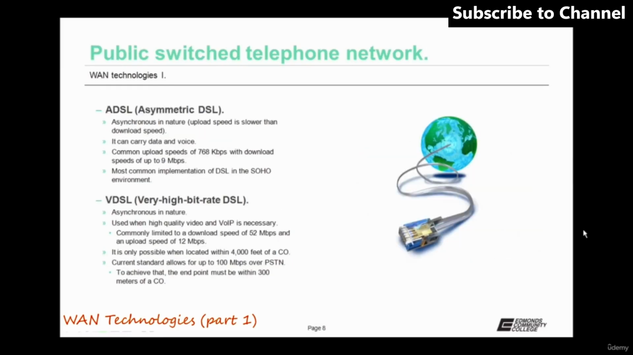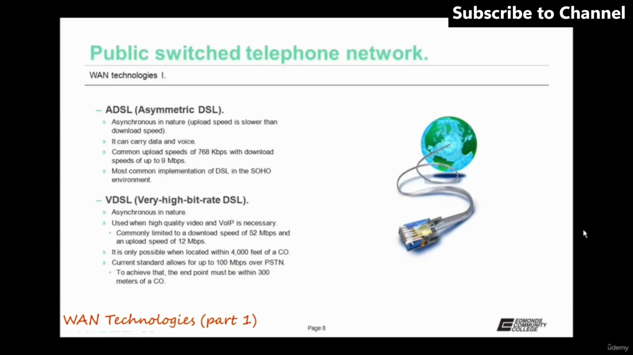More common than SDSL is ADSL, or asymmetric DSL. It's asynchronous in nature. That means that the upload speed is slower than the download speed. ADSL can carry data and voice. Common upload speeds for ADSL are 768 kilobits per second with download speeds of up to 9 megabits per second. It is the most common implementation of DSL in the small office, home office environment.